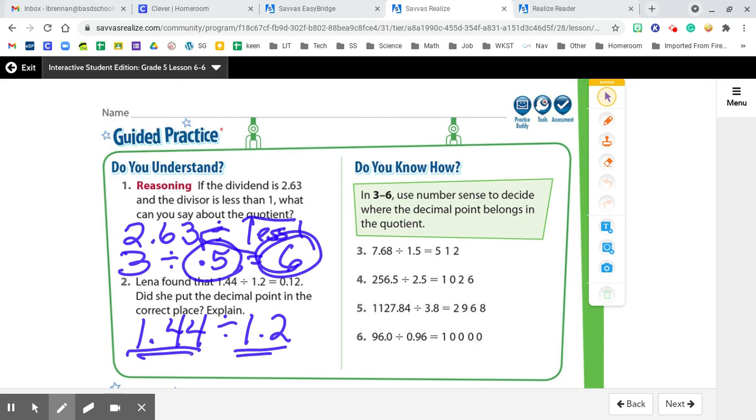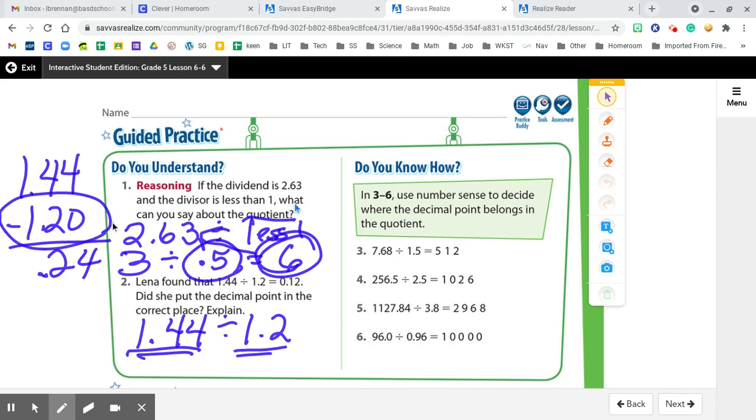I know that I'm going to have at least one group. I can get at least one group, and I'll have 0.24 left over. So I can get at least one group of 1.20. So my answer is going to be greater than 1. So my decimal is going to have to go after the 1.